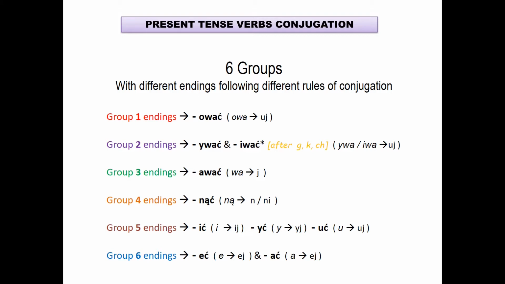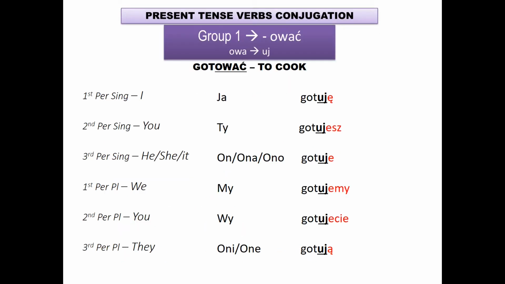I know it looks so intimidating at first sight, but don't worry, because it actually makes so much more sense once you see the verbs being conjugated. And that's what we're going to look at now. We're going to look at the first group, ować. The infinitive of the verb to cook in Polish is gotować. So here we see the ować ending, and that is what dictates the rules of conjugation.